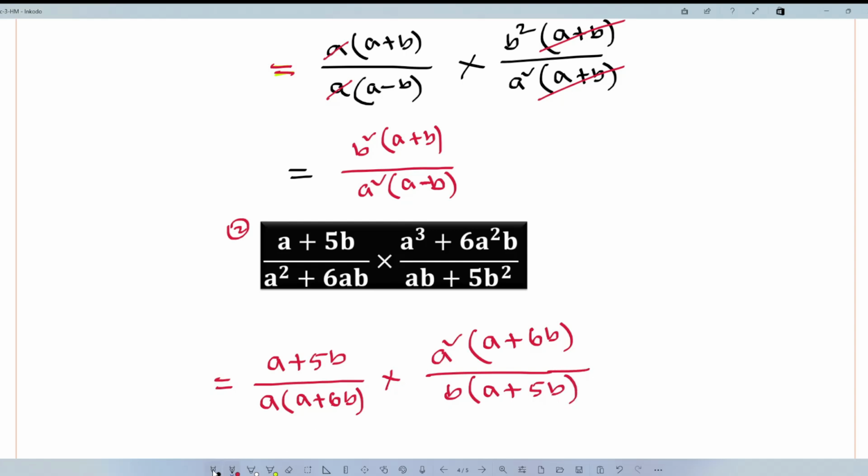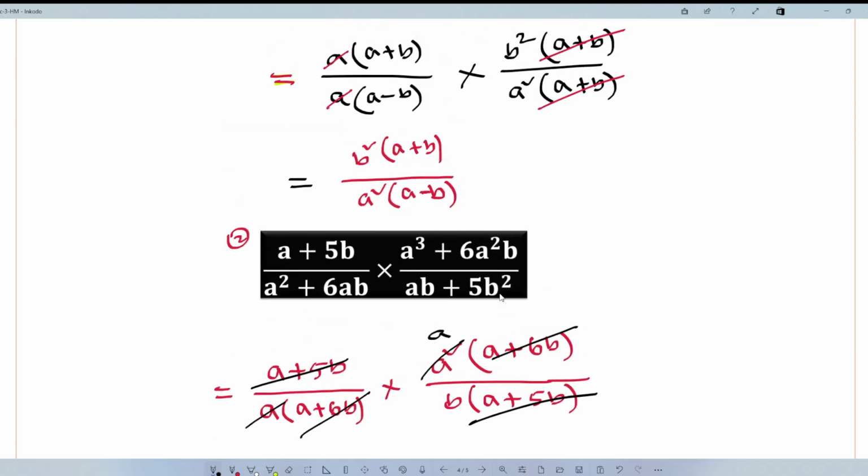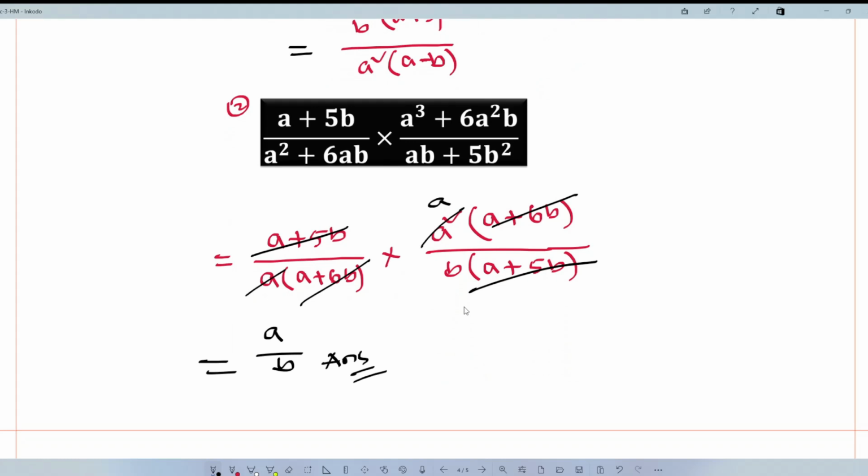Look, lots of things we can cut, like a plus 5b and a plus 5b, also a plus 6b and a plus 6b, and also here is a square and here is a, we can cut and write a. So our answer is numerator a and denominator b. This is our fraction. So a long fraction we just simplified this way.